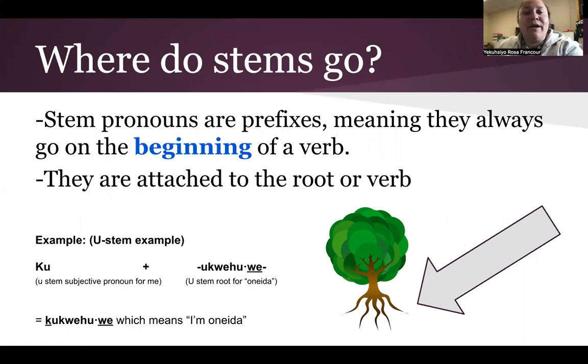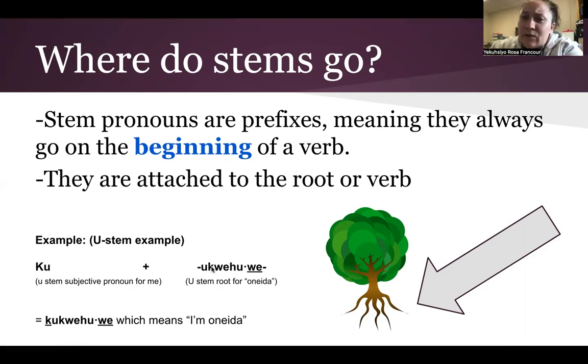So stem pronouns, they are prefixes. They always go on the beginning of a verb. Remember, sometimes I use the words verb or root interchangeably. It's essentially the same thing when we talk about Oneida language linguistic terminology in kind of more of a learner sense. So prefixes, the stem pronouns are prefixes, and those are attached to the root or verb at the beginning. So just like in this example, which is a U stem, gu is me, ungwehu is a U stem word because you see the U, it starts with a U.